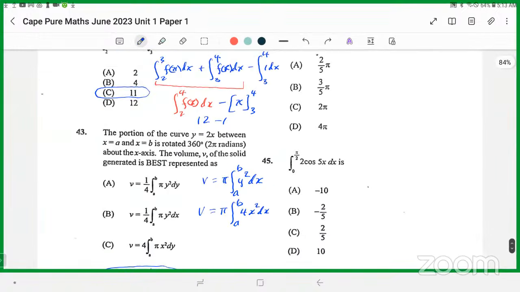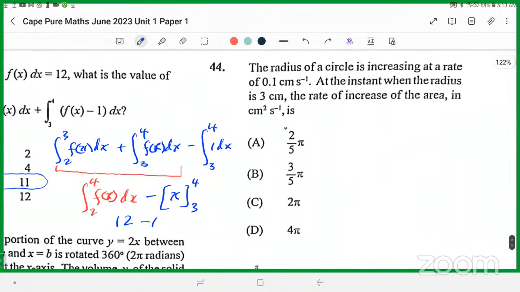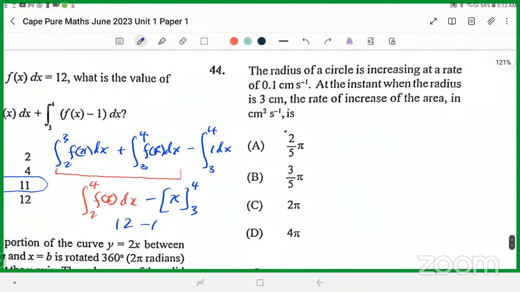Number 43. 2 to go. So the radius of a circle is increasing at a rate of 0.1. That's dr by dt is 0.1. They just gave us. It's at the instant when r equals 3, the rate of increase of the area. They're asking us for dA by dt.